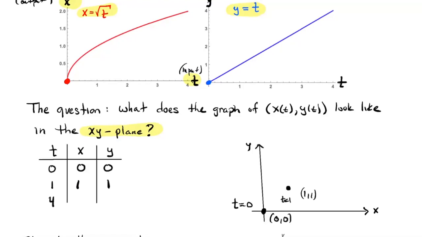How about another one? I just picked a t value. I skipped 2 and 3 because they don't have integer square roots. The square root of 4 is 2, and y is just t. So the next point that I'm going to plot here is the point (2, 4).